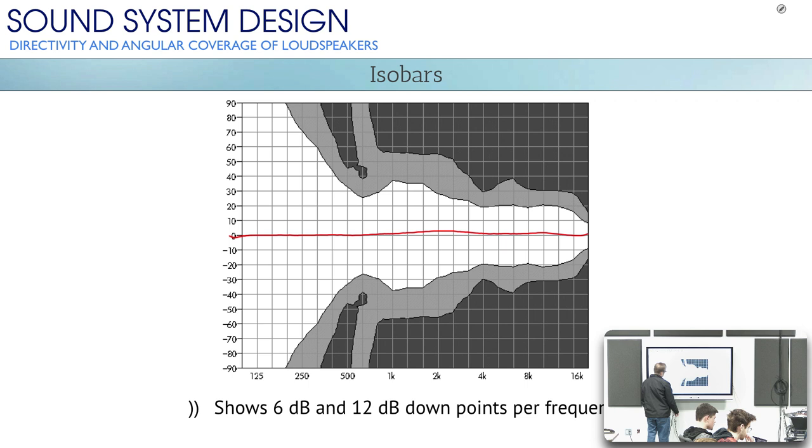What's happening here is when you hit this line, this is your 6 dB down range. So this light gray area is the 6 dB down area. The dark gray is 12?